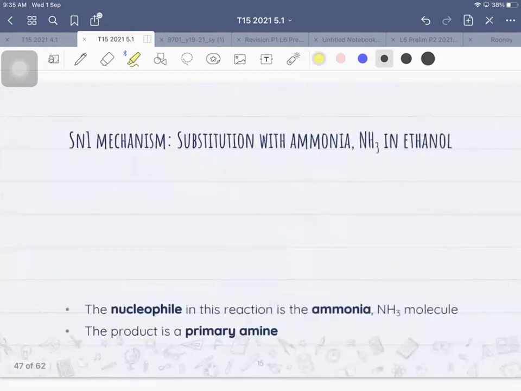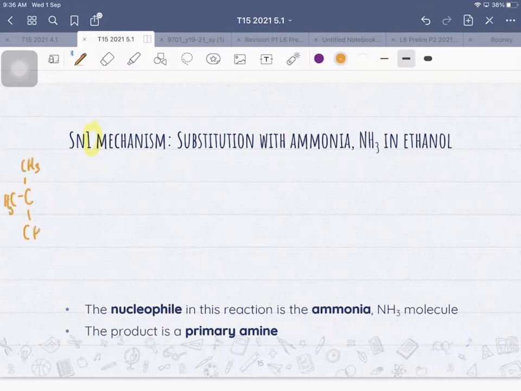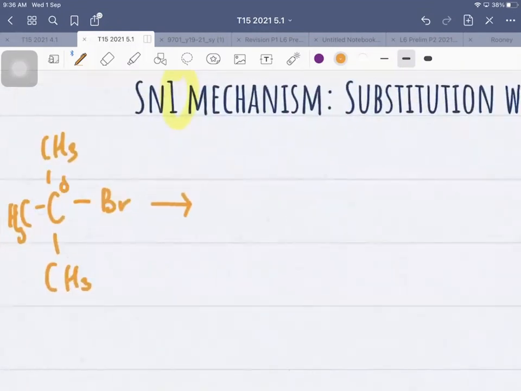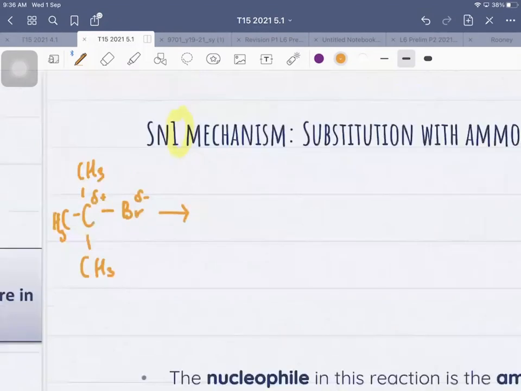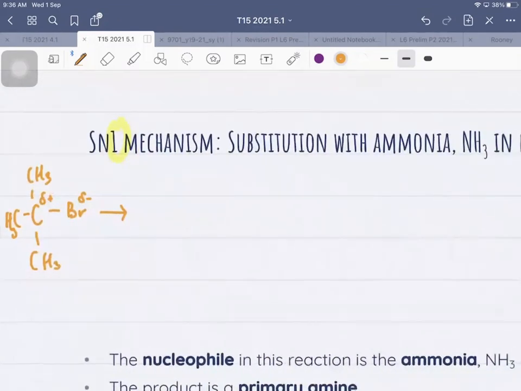Okay, let's draw the SN1 mechanism for ammonia. So SN1, again, it will react with a tertiary halogenoalkane. So that's CH3. I will use bromine. SN1 means only one species is involved in the first step, or the slow step, or the rate determining step, which is not your concern at the moment. Don't forget your dipoles.